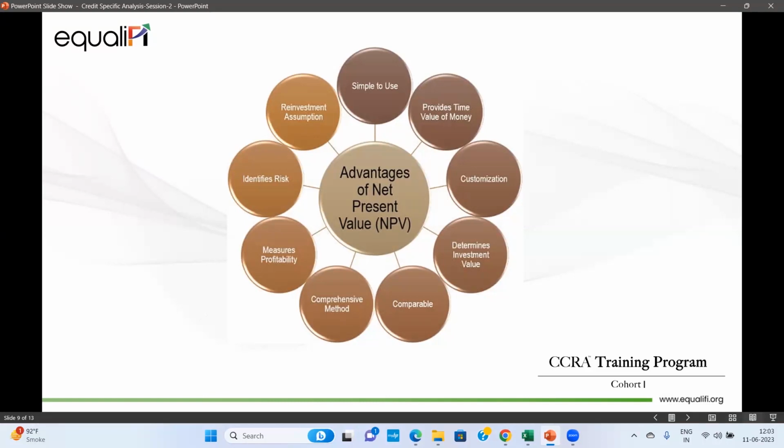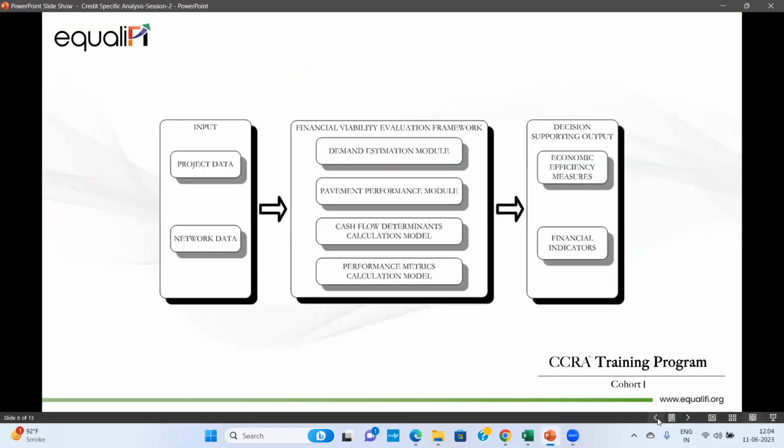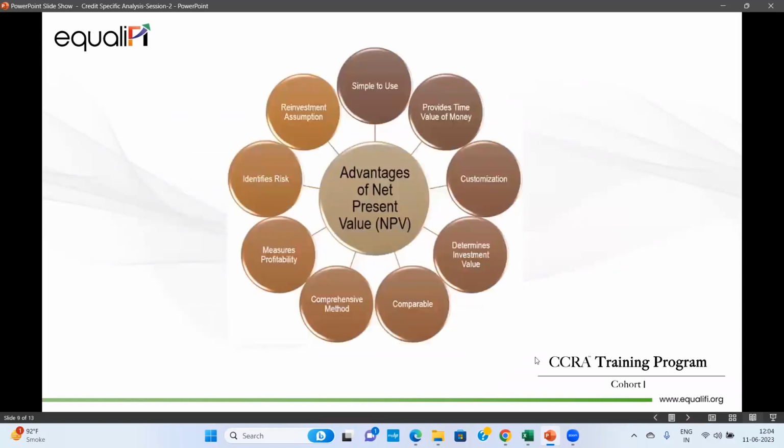So the cash flow which you are getting, the second aspect is when I talk about the payment performance module. Payment performance module is how frequently I'm going to get my payment, right?